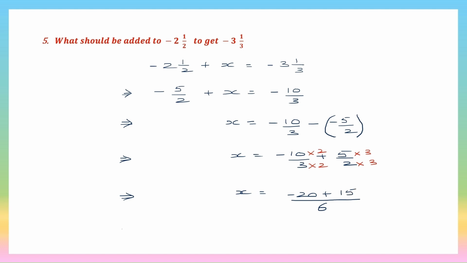So now what do we have? Let's continue by writing x is equal to minus 20 plus 15. Signs are different, so put the sign of the bigger number and subtract. 20 minus 15 is 5 by 6. So now we have our answer. So the answer is minus 5 by 6. What was the question? The question is, what should be added to this number to get this, isn't it? So the number to be added is minus 5 by 6. You can also check your answer and see, in the place of x, if you write this and add it with this, you must get this answer which is given in the question.